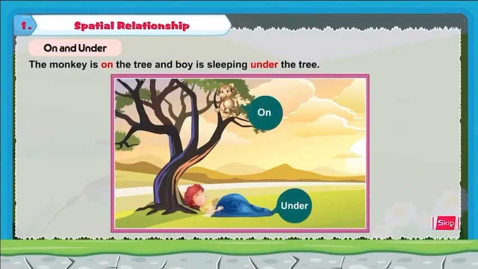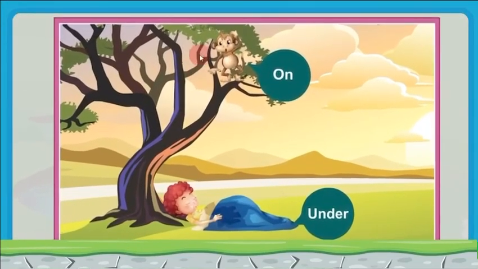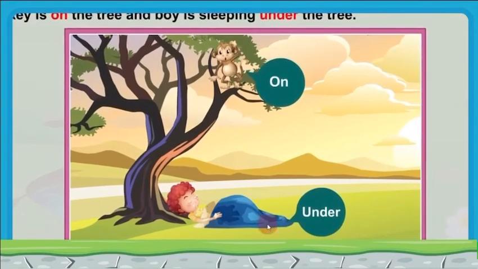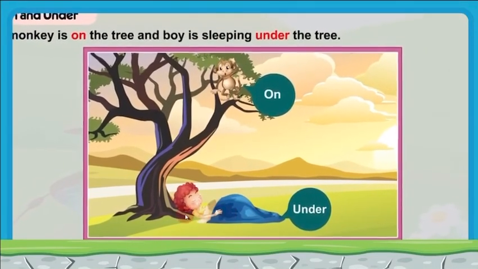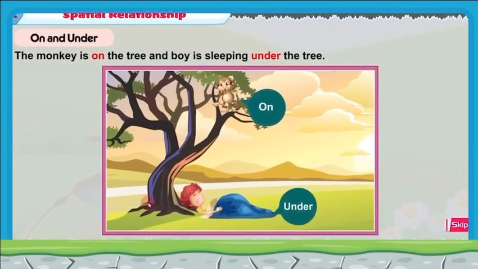So children, now let's do the next topic in our first chapter, spatial relationship, on and under. O-N on and U-N-D-E-R. If you see this picture, you can find here a monkey. This is a tree and this is a boy. The boy is, yes, he is sleeping. And here there is a monkey and this is the tree.